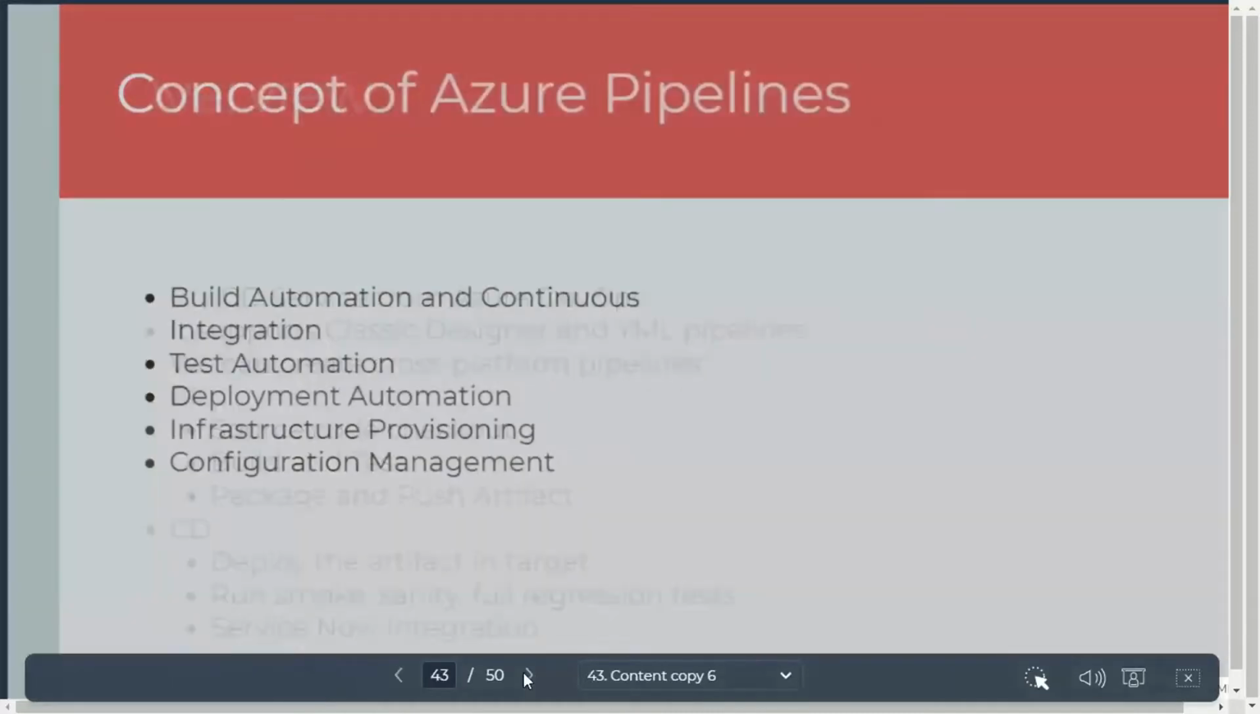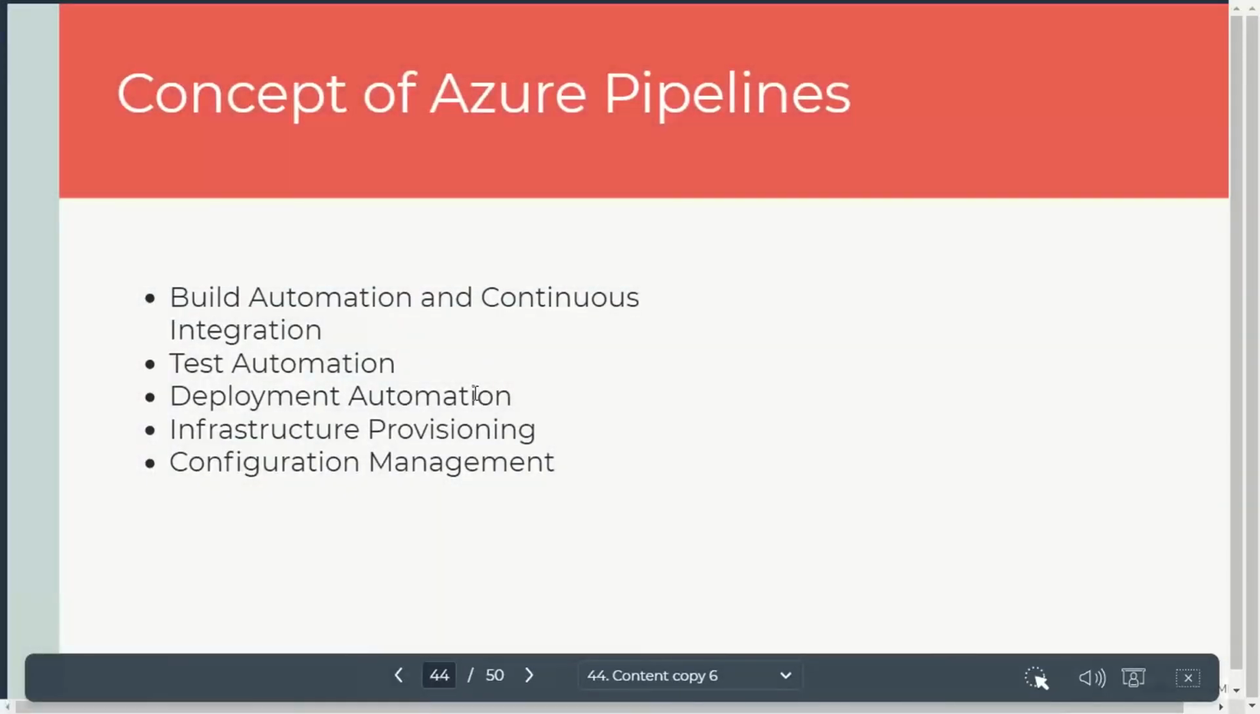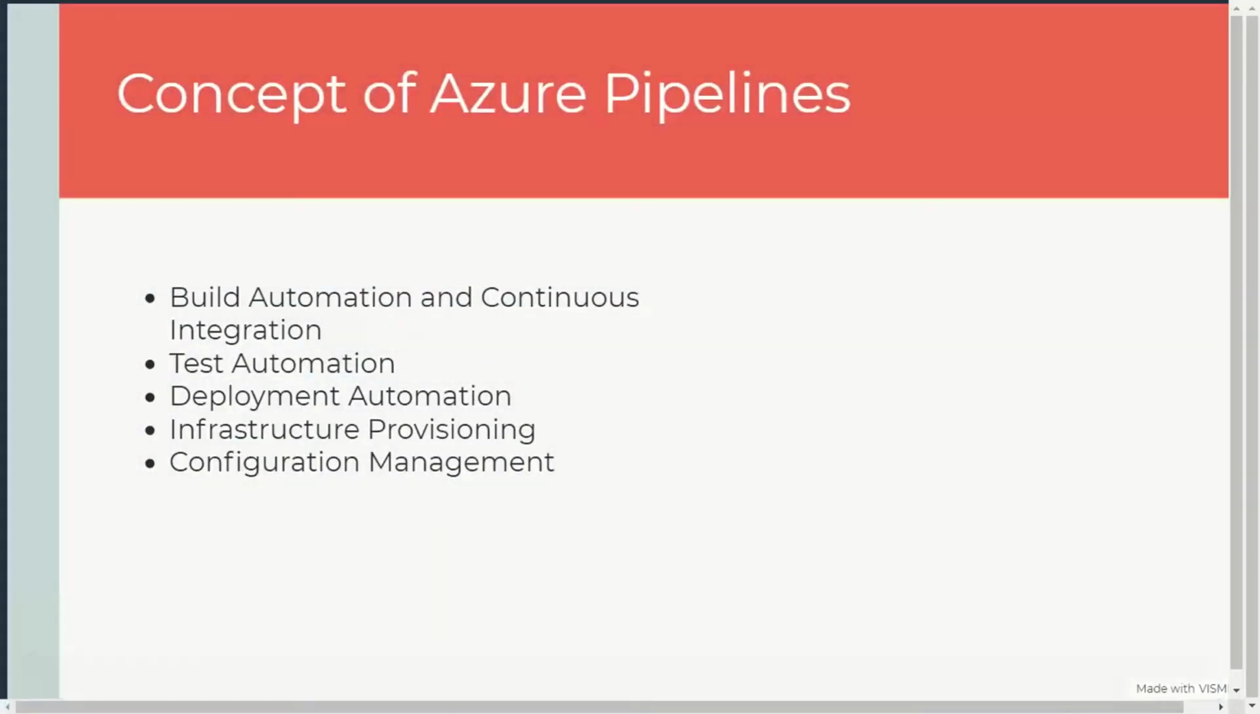And then the next one is the concept of Azure pipelines. What are all the things we are achieving here? Build automation, continuous integration, and test automation, for example to ensure whether the functionality is working or not. In my earlier project, it was API projects only, and the front end was React.